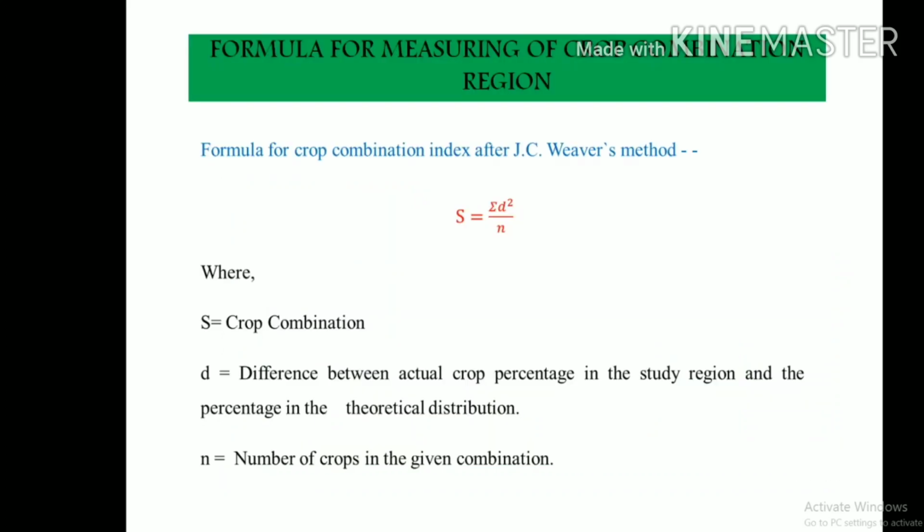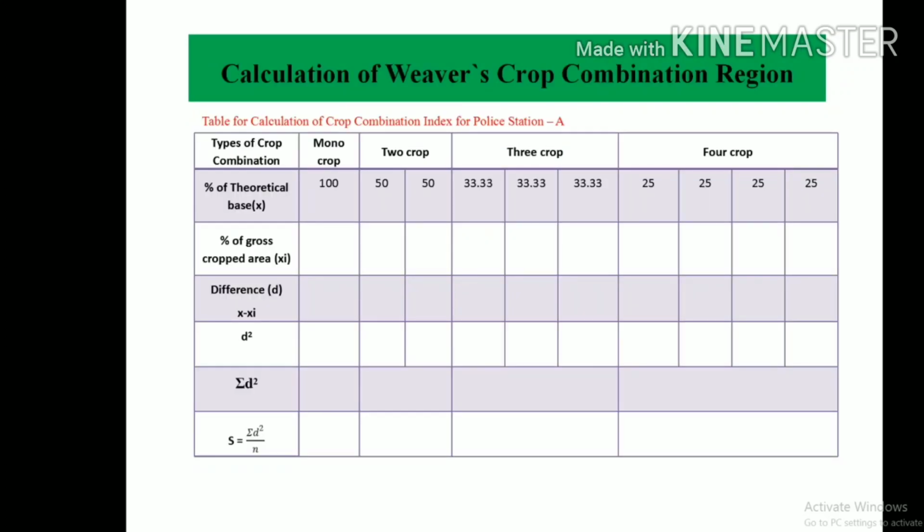The formula for measuring the crop combination index by Weber's method is S equals summation d square by n, where S represents the crop combination index, d represents the difference between the actual crop percentage in the study region and the percentage in the theoretical distribution, and n represents the number of crops in the given combination. So using Weber's formula, you have to calculate the crop combination index for each police station.